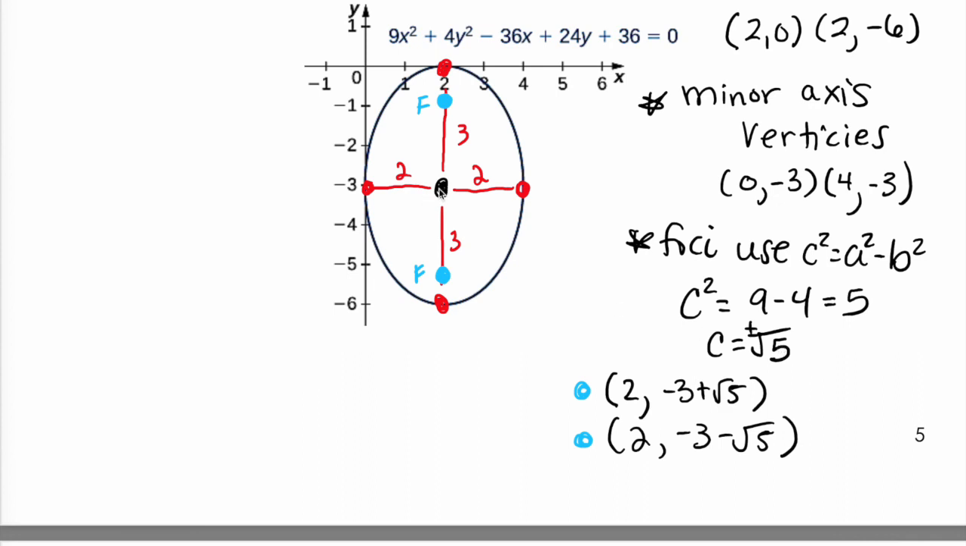So what I'm going to do is I'm going to start at my center. My center is 2, -3. And I'm going to come down the square root of 5, and I'm going to go up the square root of 5. And that will give me my focus points. So my focus points are 2, -3 plus the square root of 5, and 2, -3 minus the square root of 5. Those are my focal points.